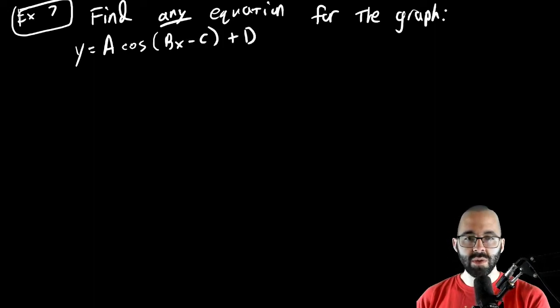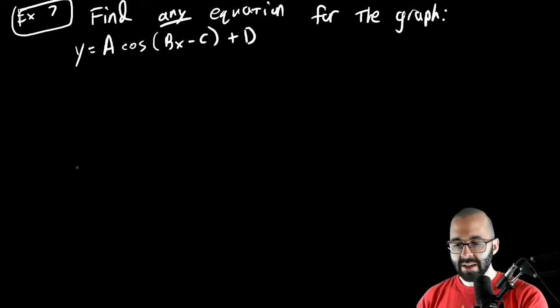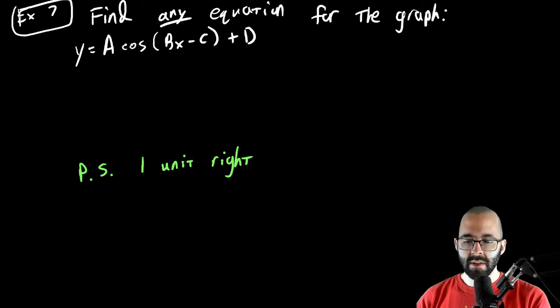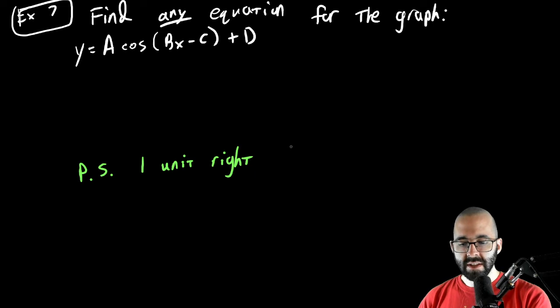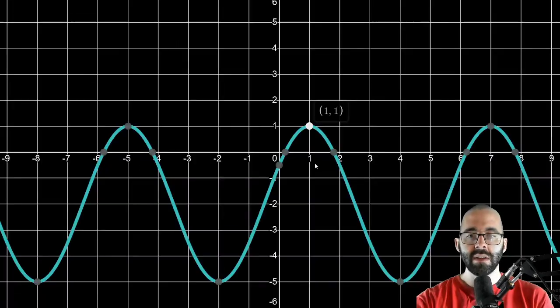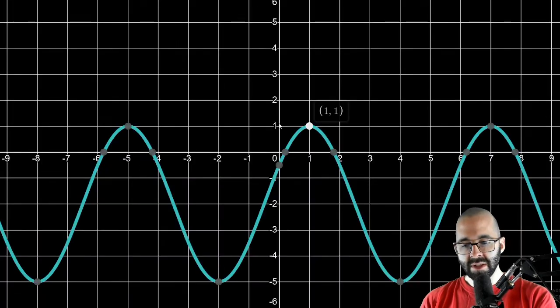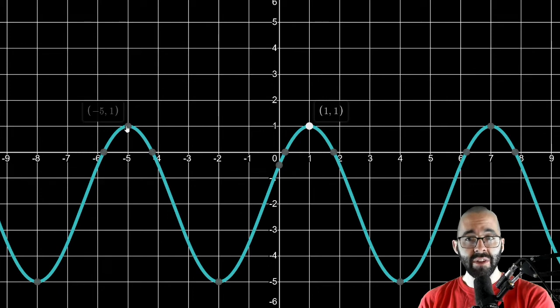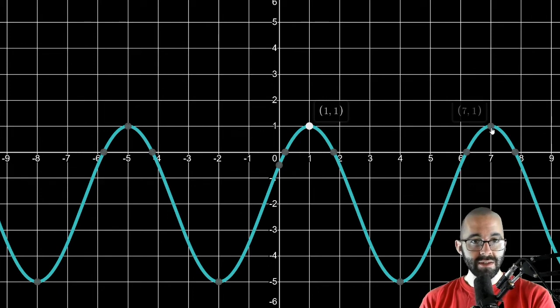And I've already kind of mentioned 1 unit to the right. We can write that down. The phase shift is 1 unit to the right. And the phase shift is c over b. So 1 equals c over b, but we can't actually solve for the phase shift until we know what b is. But again, cosine normally starts at the top when x is equal to 0, but we got shifted right 1 unit. Or you could say we got shifted left 5 units. Or you could say we got shifted right 7 units. They're all correct.